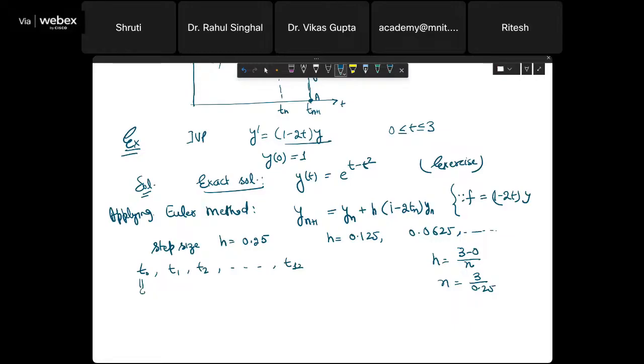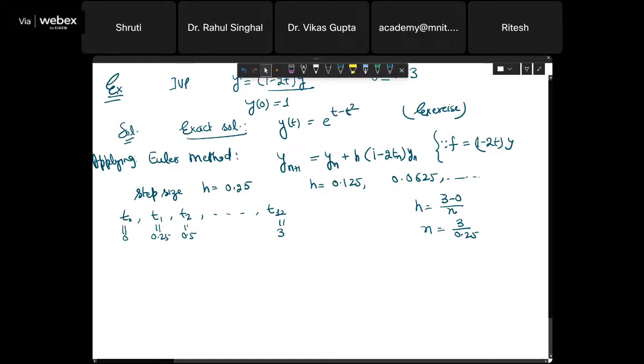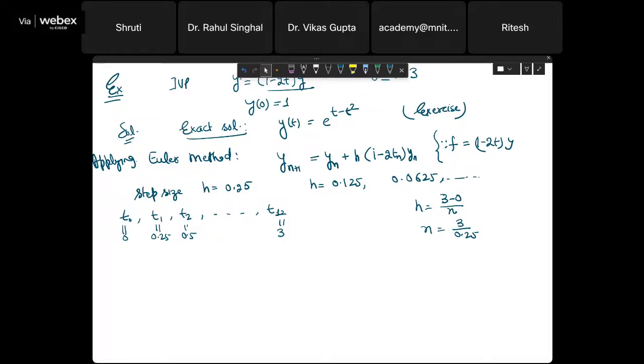And you know that it will be 0 and this will be 0.25. Likewise, we can calculate all this. Okay, now what is our job? We'll substitute all these values at different discrete points into the Euler method approximation, and we'll get the approximate solution at each point. So with this, you can find all the y values corresponding to t1.